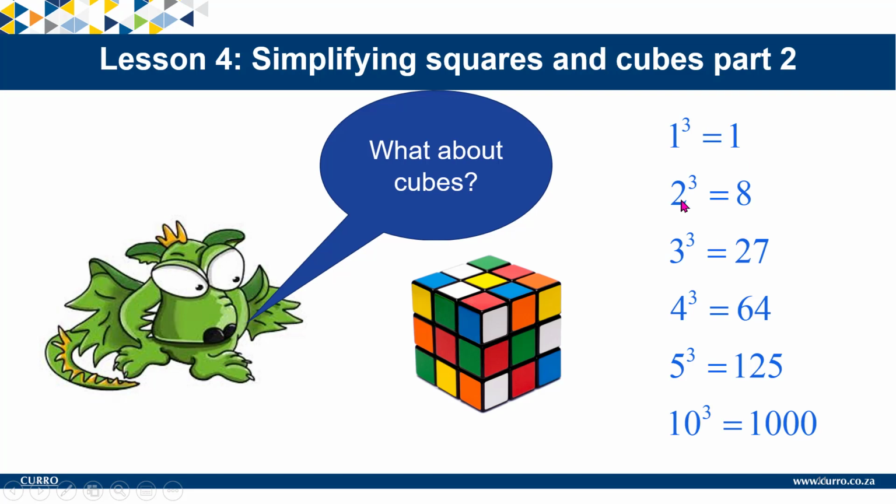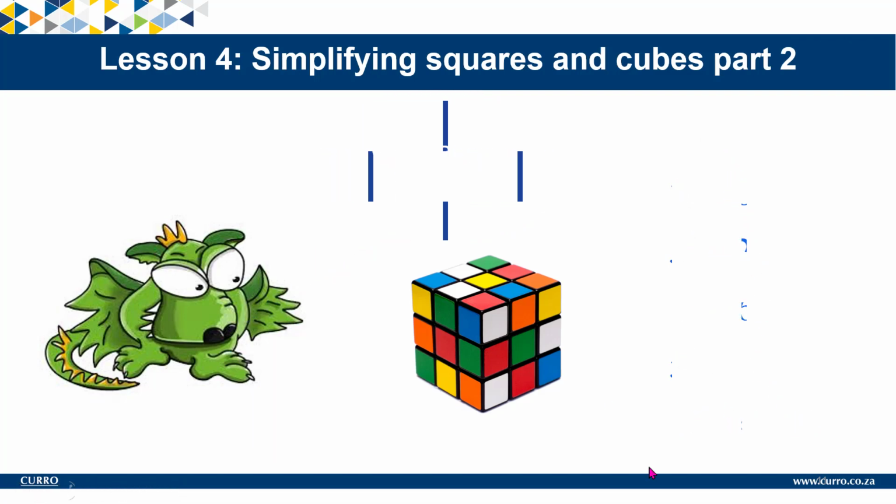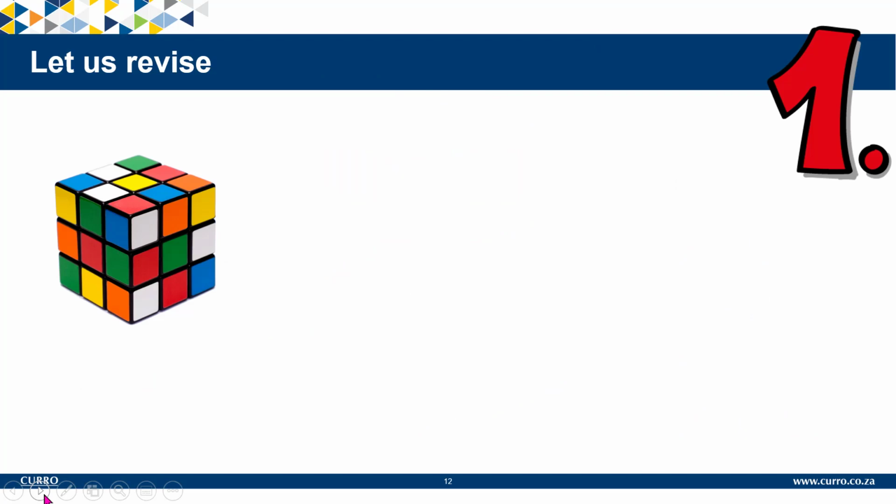It forms a cube. Which of these cubic numbers will be represented by this cube? Well done, 27, because there are 27 little cubes. 3 times 3 times 3. Length times breadth times height. It forms a perfect cube. So these are just numbers representing perfect cubes. Let us revise.